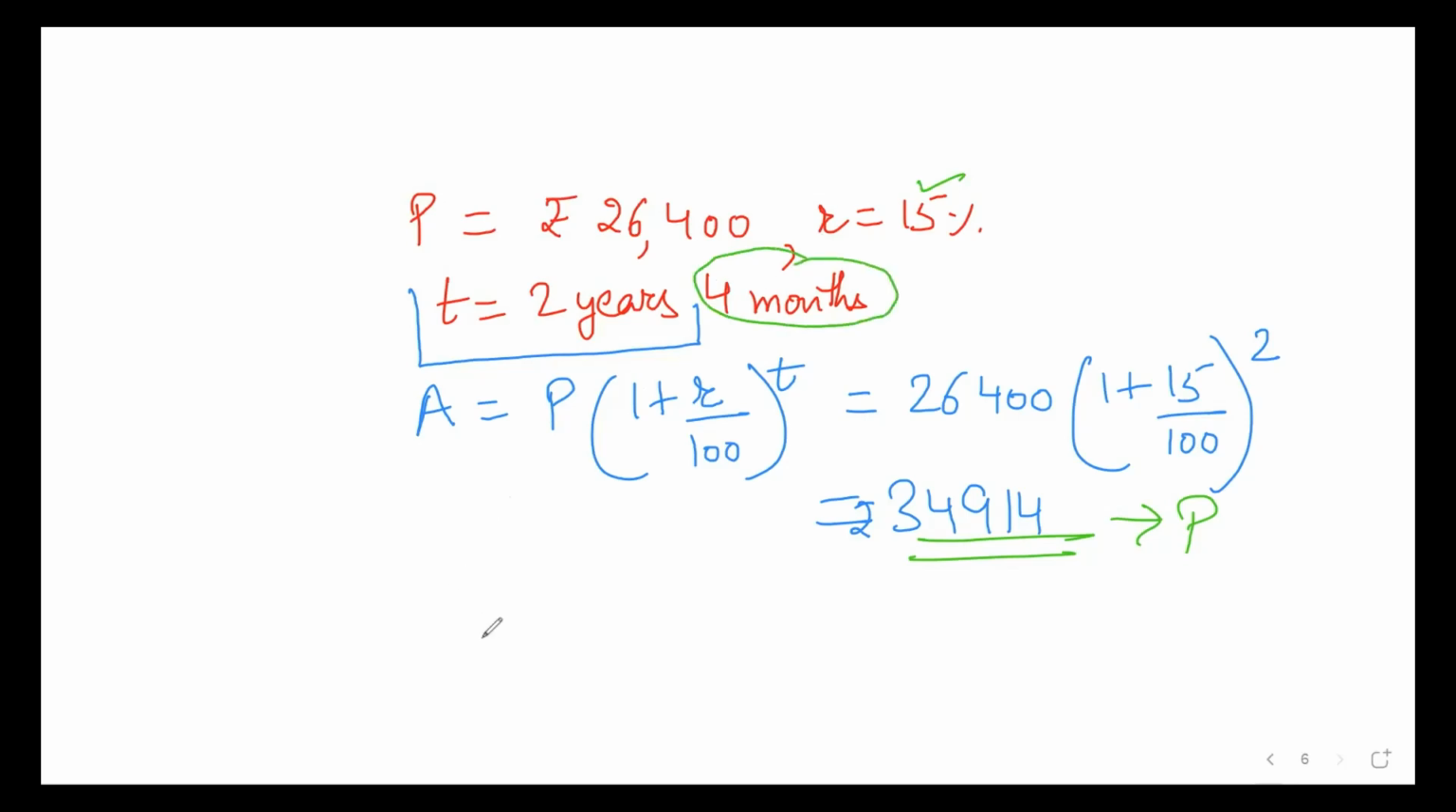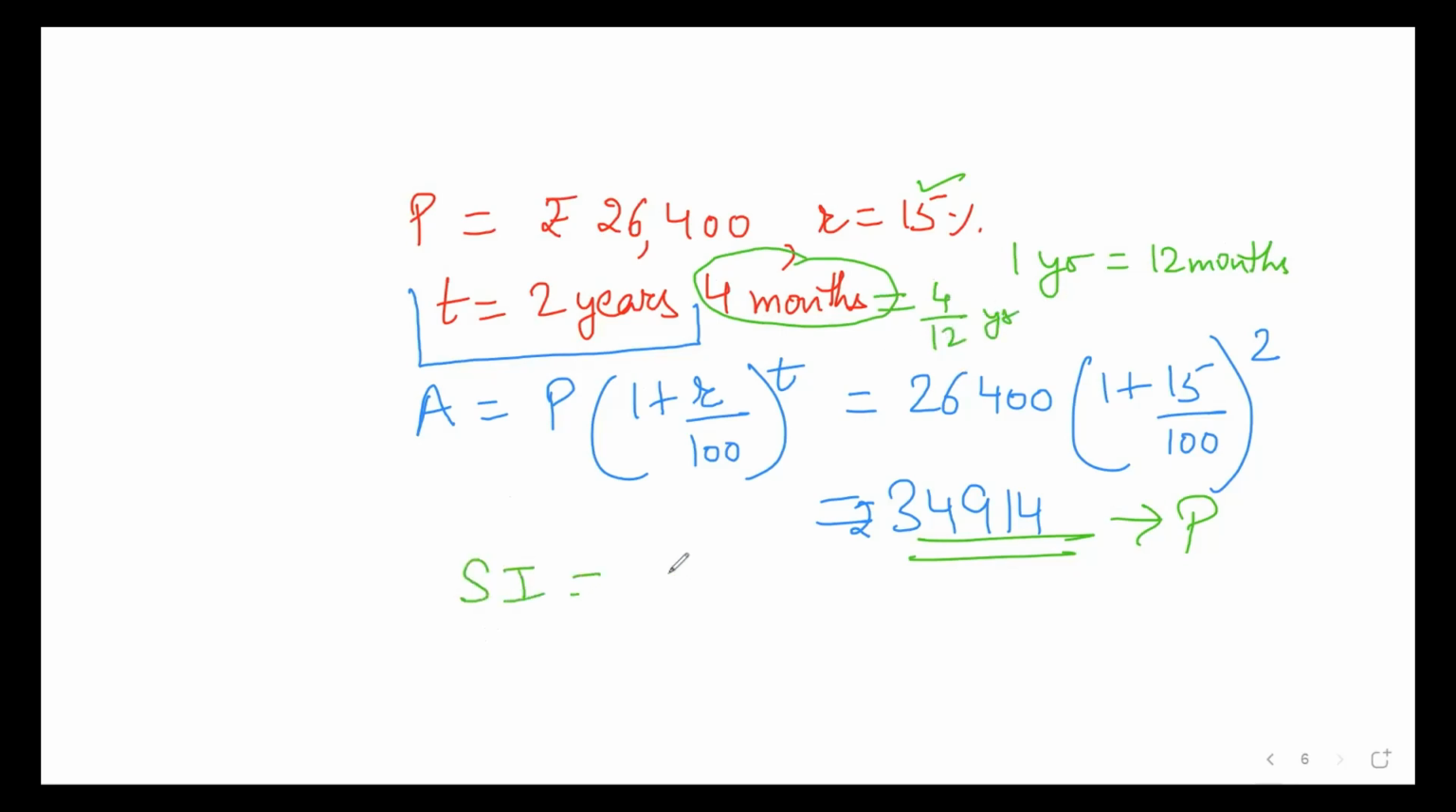And make sure whenever you take time period, that should be in years. So you know 1 year equals 12 months. So when you convert months into years, you have to divide. So 4 months would be 4 upon 12 years. So I can write this as 4 upon 12 years. Okay, so time is 4 upon 12 years in this case.